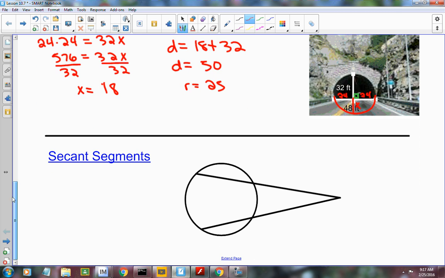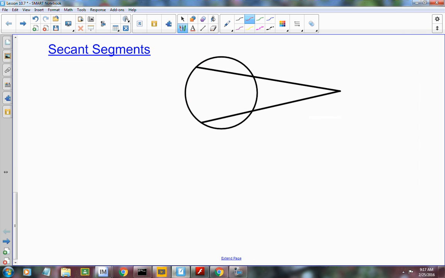Okay, now, this next little picture, we kind of need it for the next two theorems, okay? We talked yesterday about what a secant line was, and remember, a secant line intersects the circle in exactly 2 points. Well, a secant segment is part of a secant line, and we have what's called an entire secant segment, and we have an external secant segment.